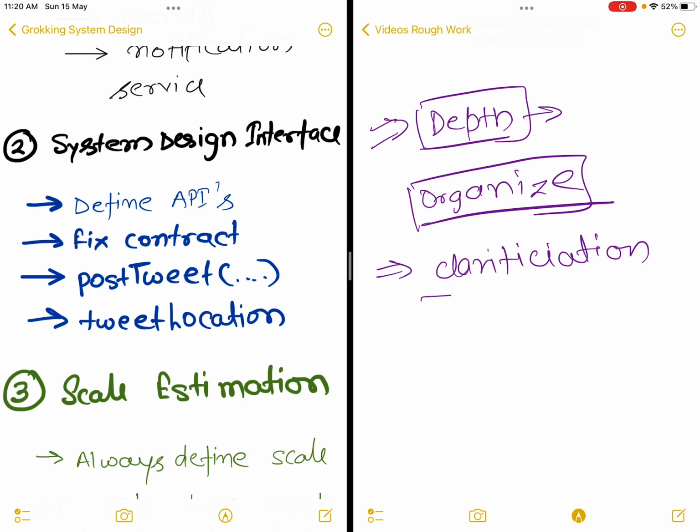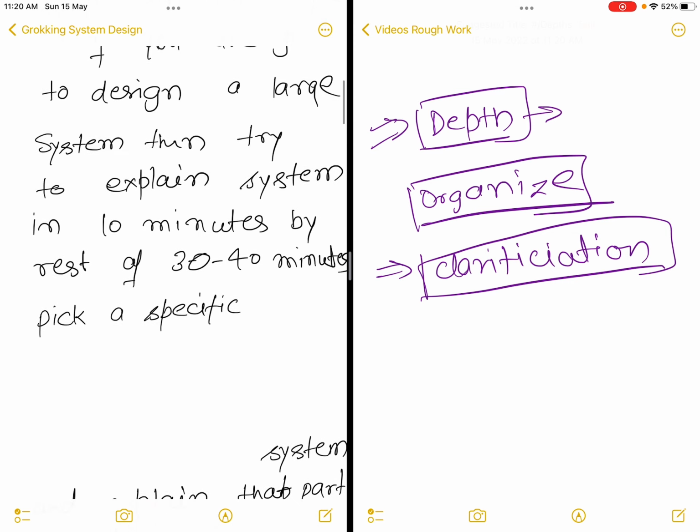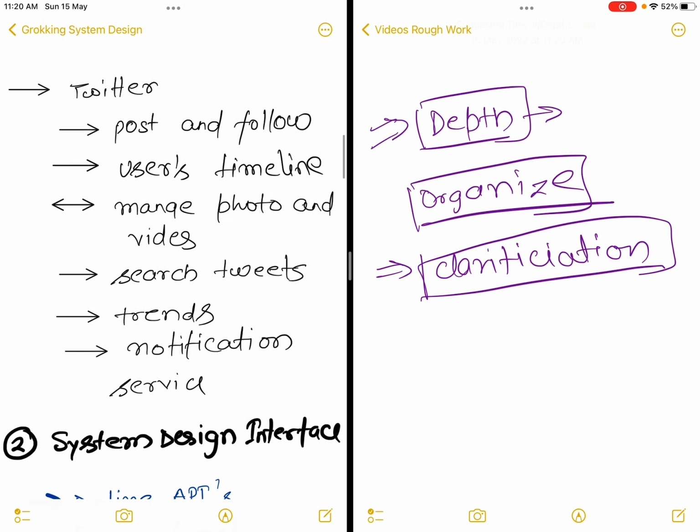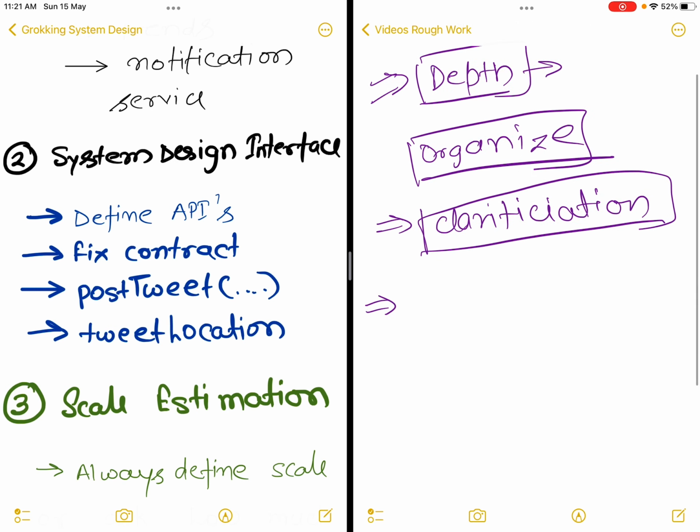What all the things you are going to discuss, what all the things you will keep in your mind, limiting the scope and all those things, that was part of how to get clarification. In this video, let's find out what the next step is. The next step is, you should always try to put in your design interfaces.